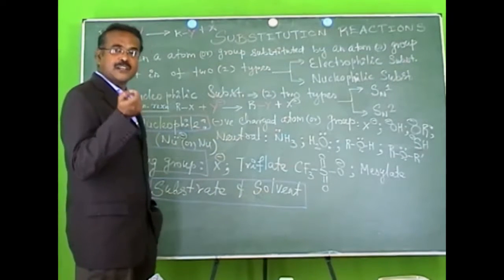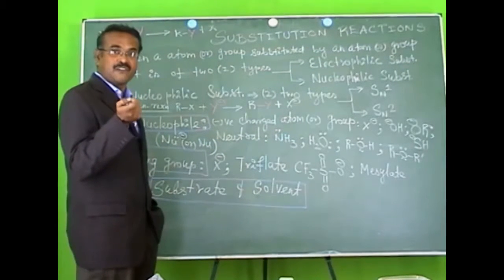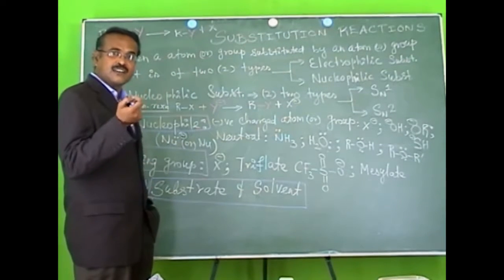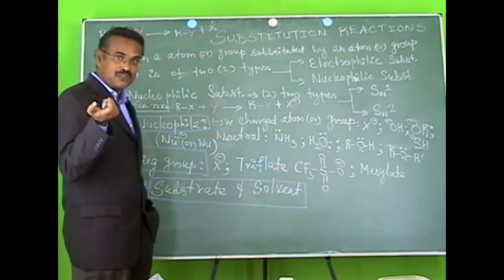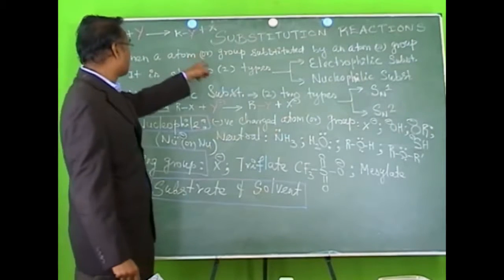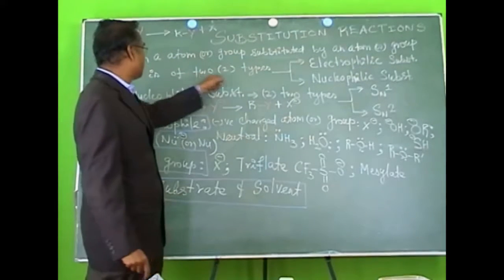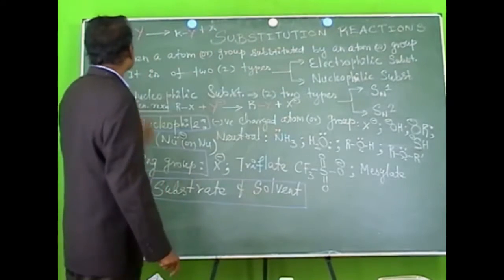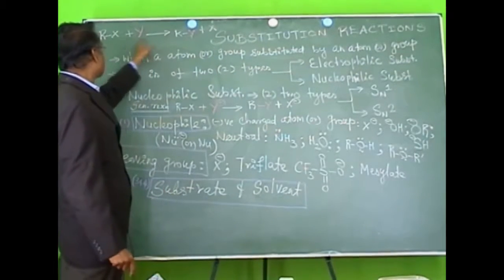If the atom or group is a nucleophile, then it is called a nucleophilic substitution reaction. If the attacking atom that exchanges with the other atom is an electrophile, then it is called an electrophilic substitution reaction. So based on the nature of the attacking species, we can classify substitution reactions into two types: electrophilic and nucleophilic.